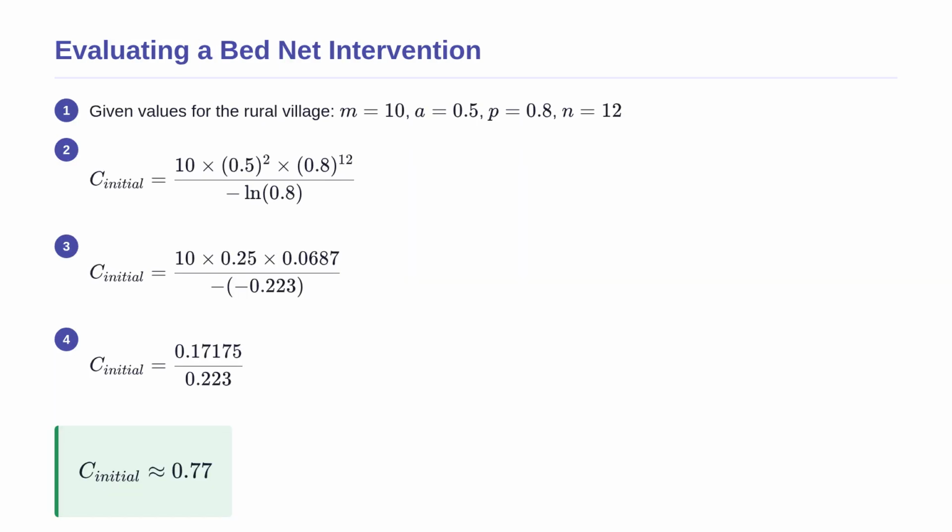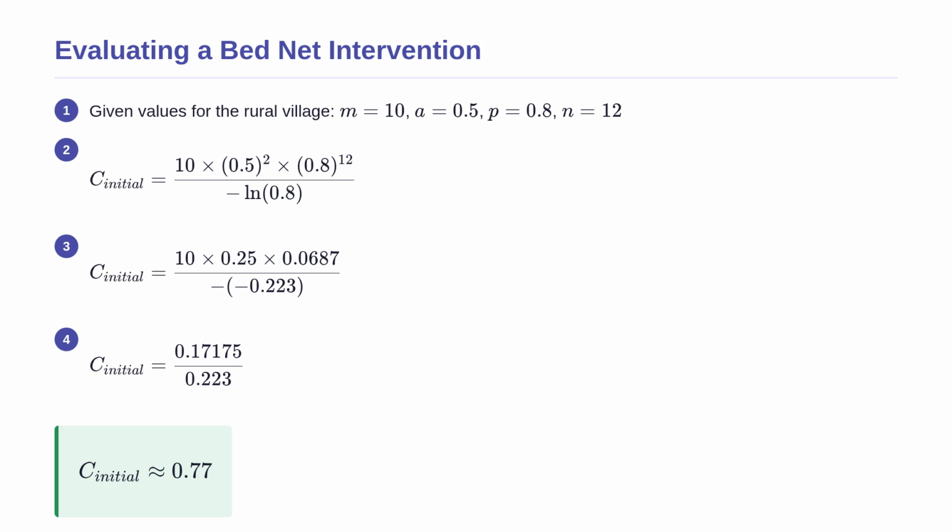Let us see this formula in action with a concrete example. Imagine a rural village facing a malaria outbreak. Entomologists find there are 10 mosquitoes per person, so m equals 10. The daily biting rate, A, is 0.5 bites per day. The survival rate, P, is 0.8, and the pathogen takes 12 days to incubate, so N equals 12.